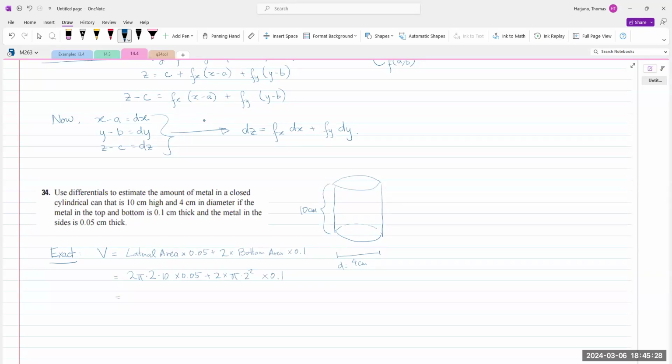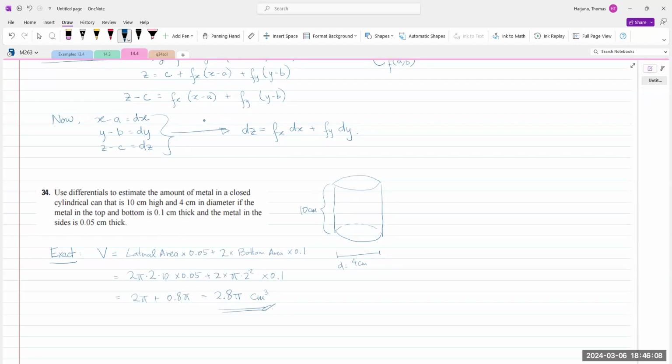So what will this be? 40 pi times 0.05, that's 2 pi, plus, am I right? 2 pi times 0.4, and this guy here will be 0.8 pi. So the total volume needed, the total amount of metal needed to construct that can, is 2.8 pi centimeter cubed. That's the exact solution.